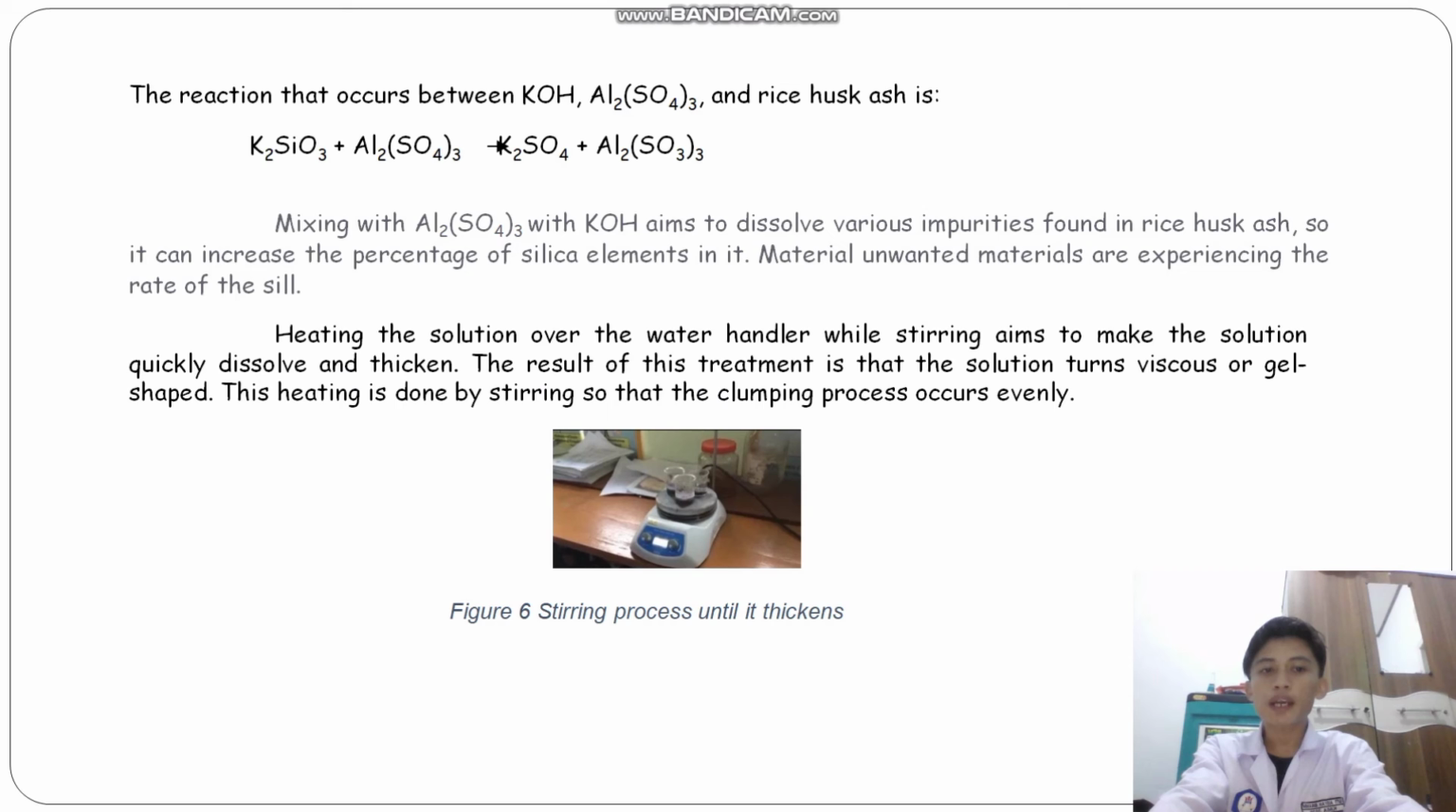Heating the solution over the water bath with stirring aims to make the solution quickly dissolve and thicken. The result of the treatment is that the solution turns dark because of the husk. This heating is done by stirring so that the conversion process occurs evenly. Figure 6, stirring process until it thickens.